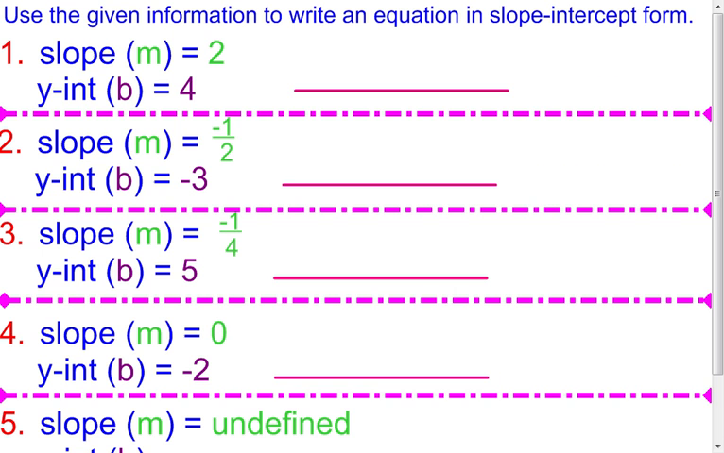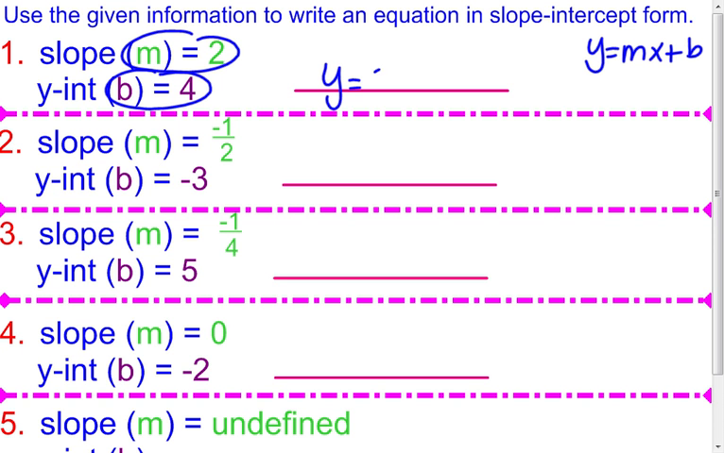Okay? So first of all, we're going to take what I gave you and write them in slope-intercept form. And again, every time we do this, we are using this equation, y = mx + b. So all you need to do is plug the numbers in. Here I'm telling you to plug 2 in for m and 4 in for b. That's all you have to do. So y = 2x + 4.